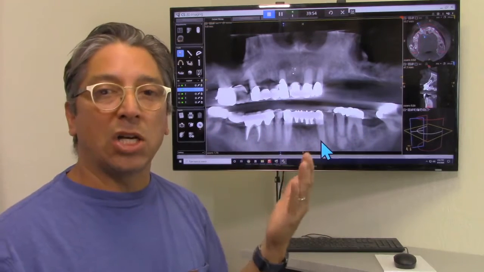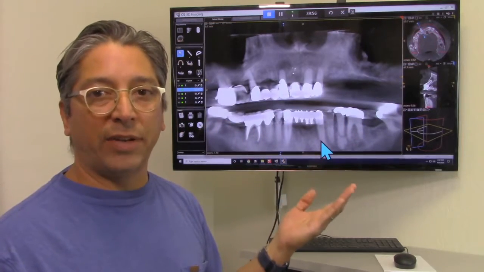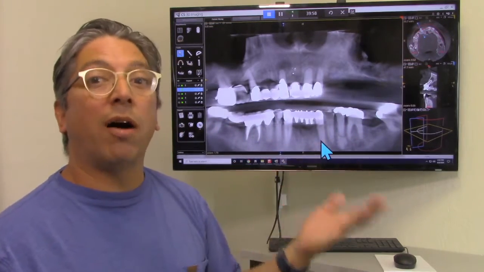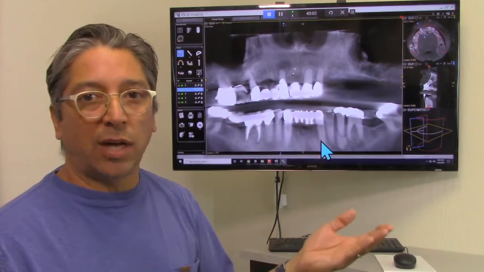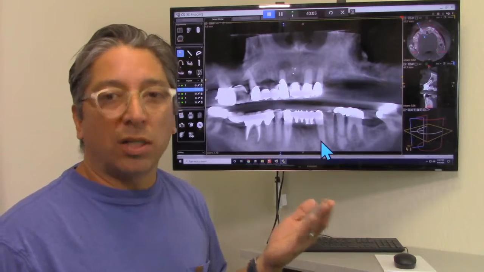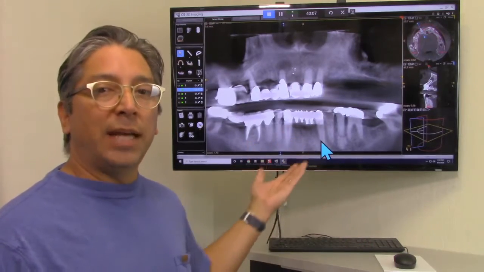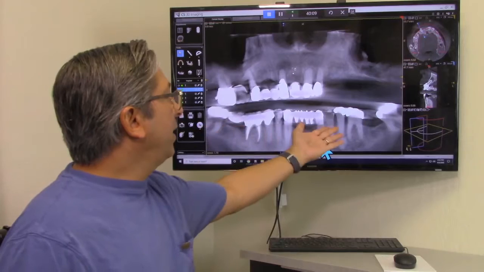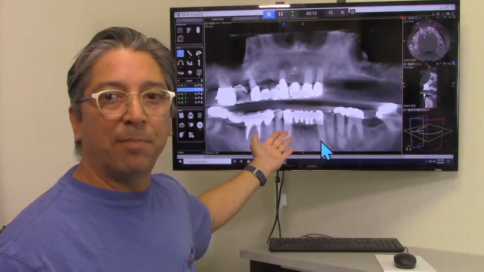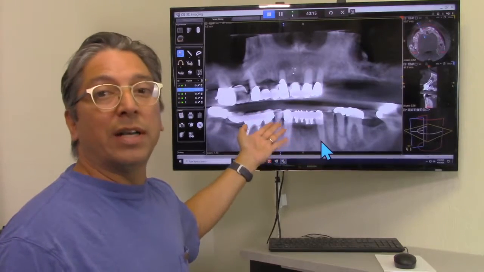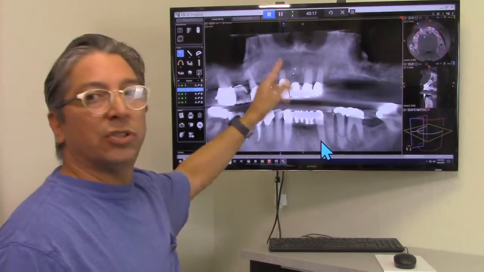Think about buying a car. When you buy a Honda Civic, you're not buying it to go off-road. But if you take it off-road and try to do four-wheel drive type things, that car is not going to last very long. Same thing here. You probably have fillings and crowns, but if you don't properly take care of them, you're going to get recurrent decay, recurrent infections, and you're going to have problems.